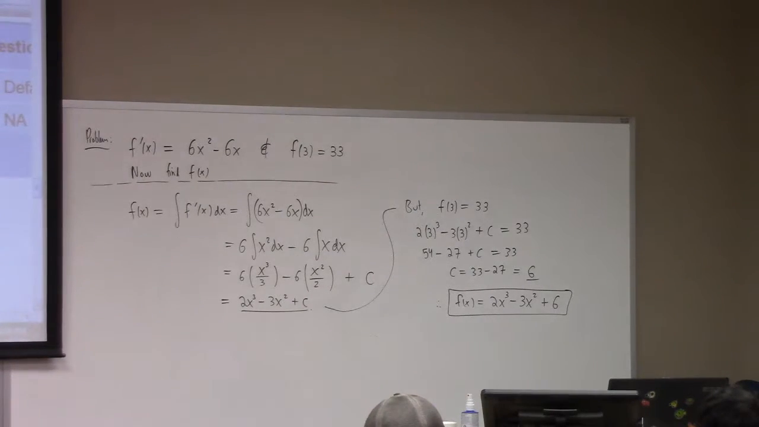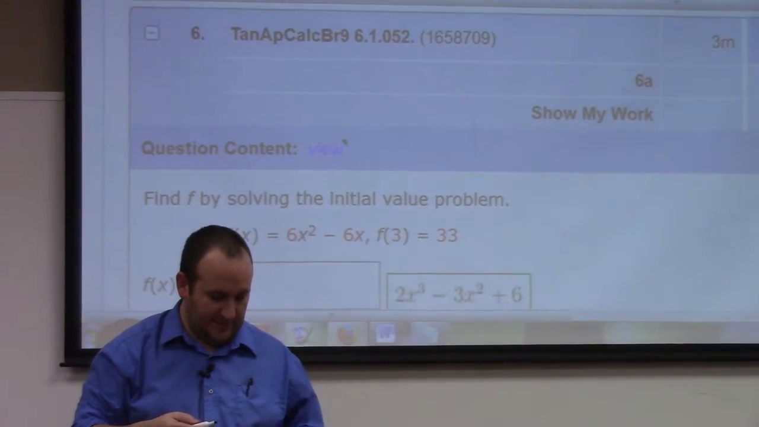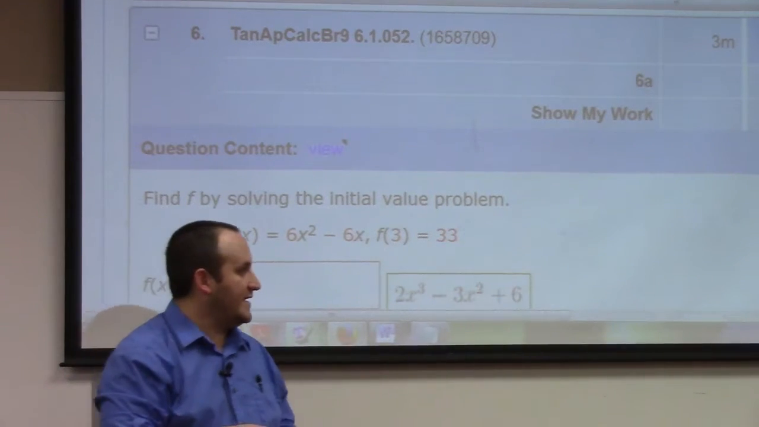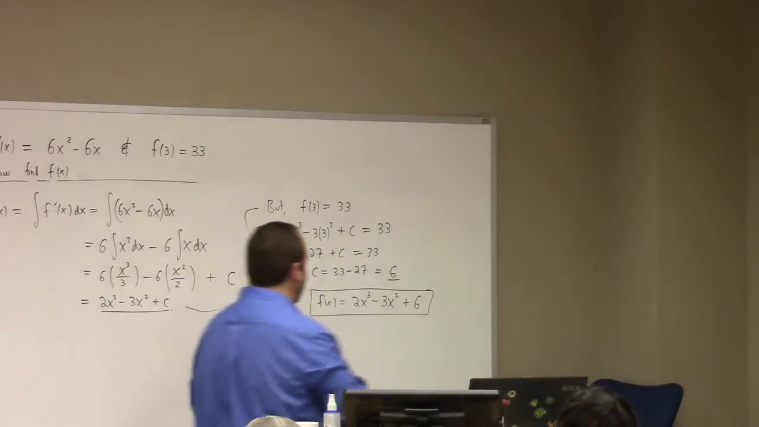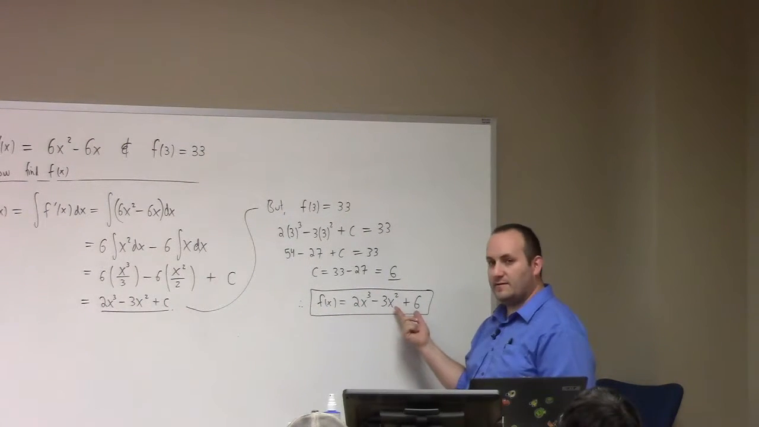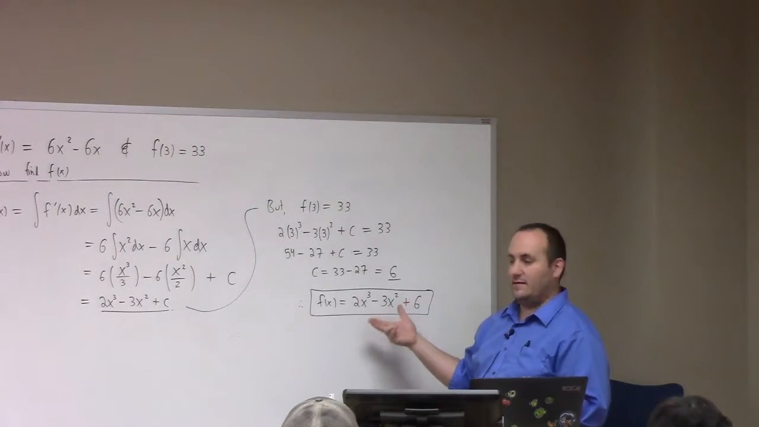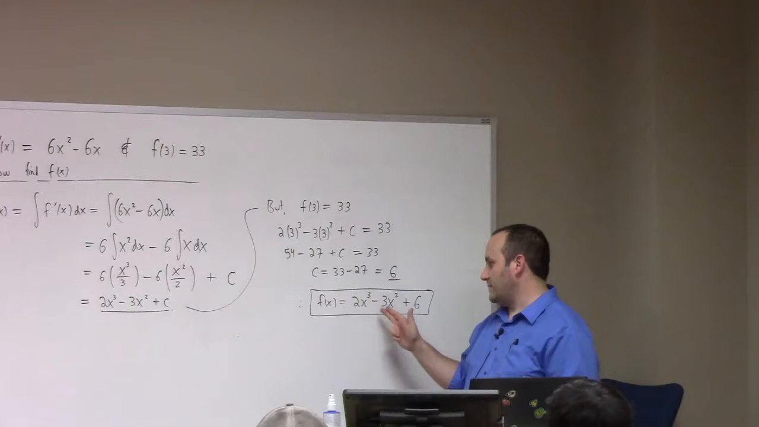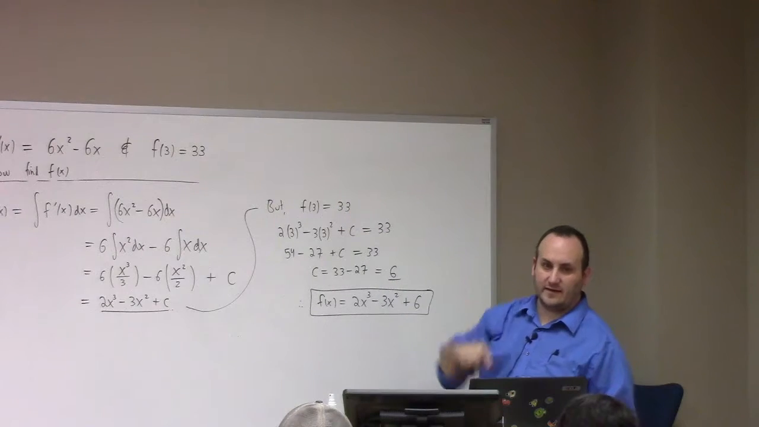I mean, I was worried. Now, suppose you don't trust me. Suppose I'm in some sort of insidious cabal with the designers of WebAssign to teach you a wrong answer. You could just check it, right? Plug in 3. Does it give back 33? I get 2 times 3 cubed minus 3 times 3 squared, 54 minus 27 plus 6, which again is 33. Also, if I differentiate my answer, I get 6x squared minus 6x plus 0, which gives me back the f prime we started with.